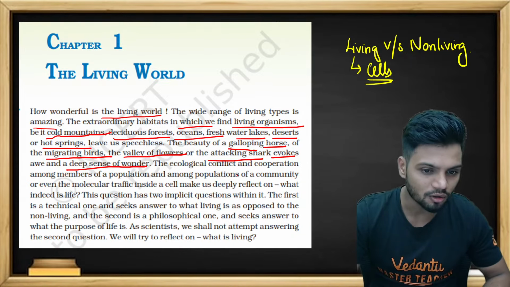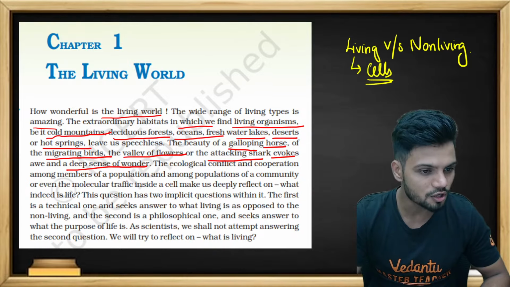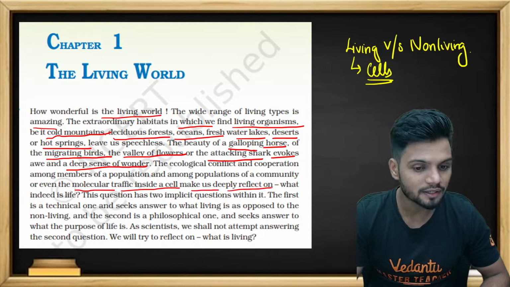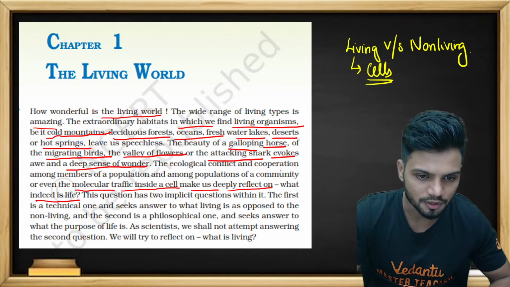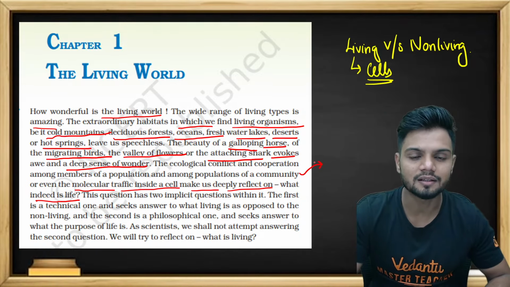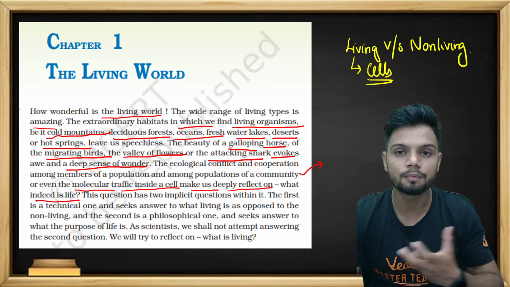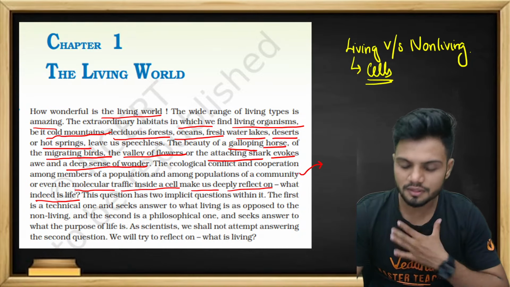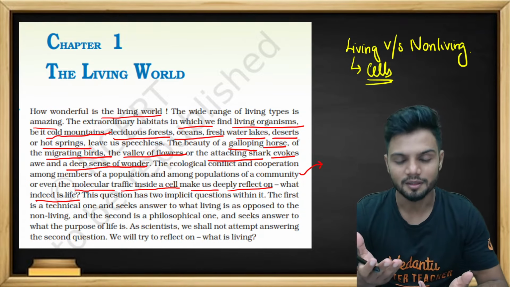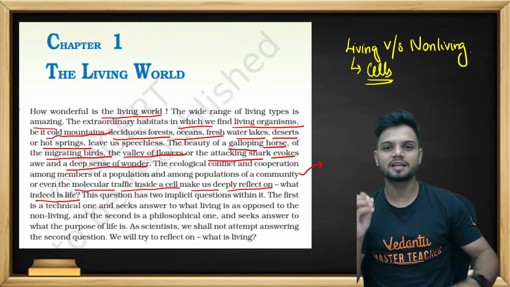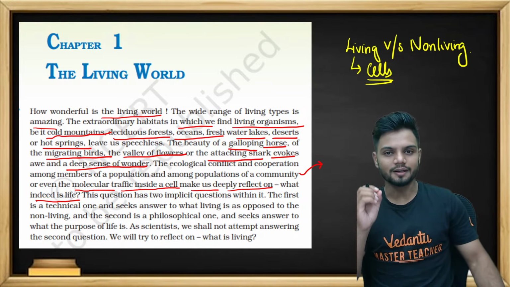The ecological conflict and cooperation among members of a population and among populations of a community, or even the molecular traffic inside a cell, makes us deeply reflect on what indeed is life. So here, first of all, understand what is a community. A community is basically a group of species. Now you tell me, if there's a group of species, will there be fights among them? Yes, there is fighting. Imagine in your house, if a cousin comes and stays for one day, 2 days, you'll be fine. On the 10th day, you will be annoyed.